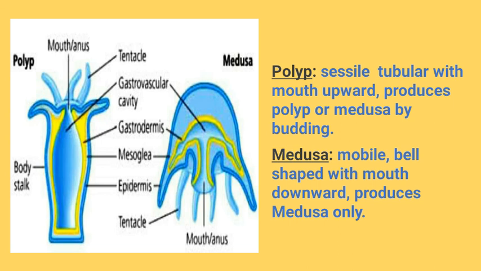Polyps are sessile, as you can see here, example of hydra. They are tubular and their mouth is upward. By budding, they produce polyp or medusa. Whereas the medusa is mobile, example of jellyfish, and they are bell-shaped, mouth is downward, and by means of asexual reproduction they produce medusa only.